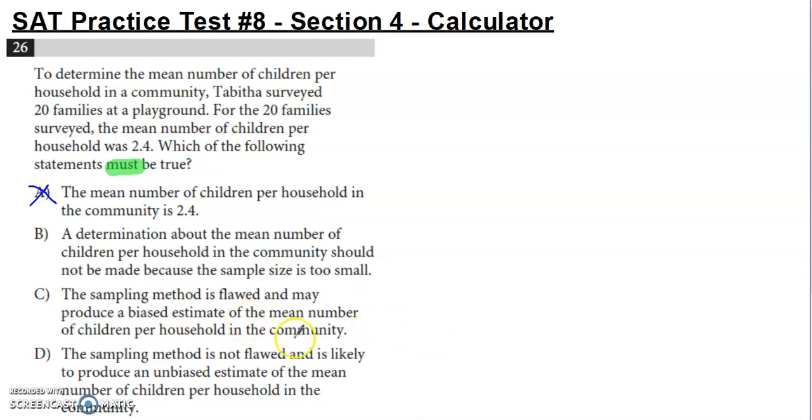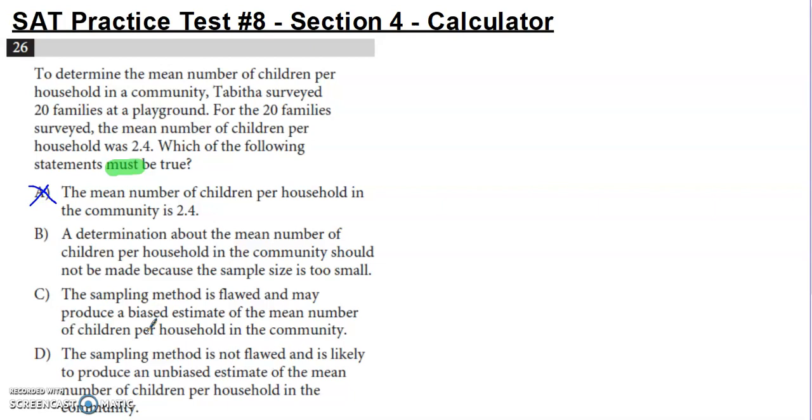The sampling method is flawed and may produce a biased estimate for the mean number of children per household in the community. That one seems like it's tempting to choose because of what I argued in part A. They are not going to be talking to people who don't have children in their household if they go to a playground where there aren't likely to be families there who don't have children. So I would be tempted to pick C, but let's just read D and make sure C seems like it's the best one.